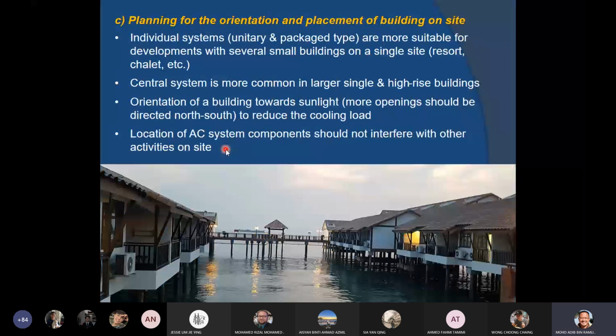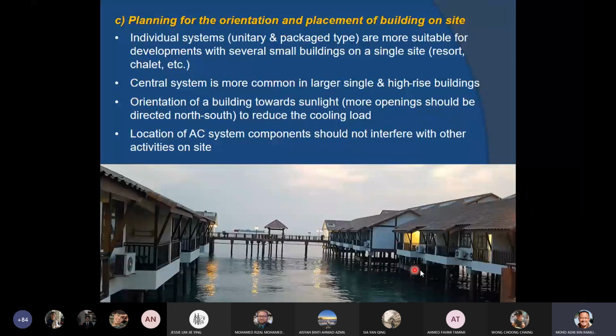Planning for orientation and placement of building on site. Individual systems, for example unitary and package type, are more suitable for development with several small buildings on a single site, like resort and chalet. I'm just showing an example of a chalet where you can see the individual split unit aircon is introduced for each of the chalet units.